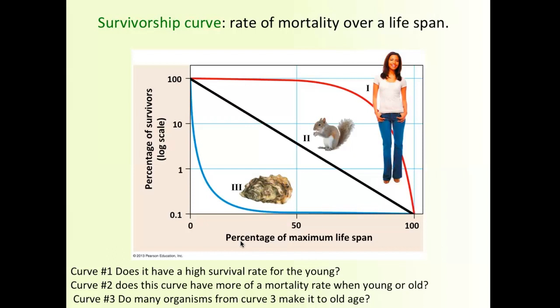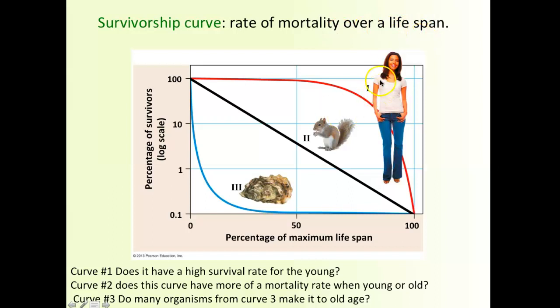And now another topic, letter C, is survivorship curves. So this is another characteristic that you can use to look at and study populations. So it turns out there's 3 basic curves that populations can take in terms of their survivorship. The survivorship is the rate of mortality over a lifespan. So what is the rate of dying? Mortality is basically dying over your life.